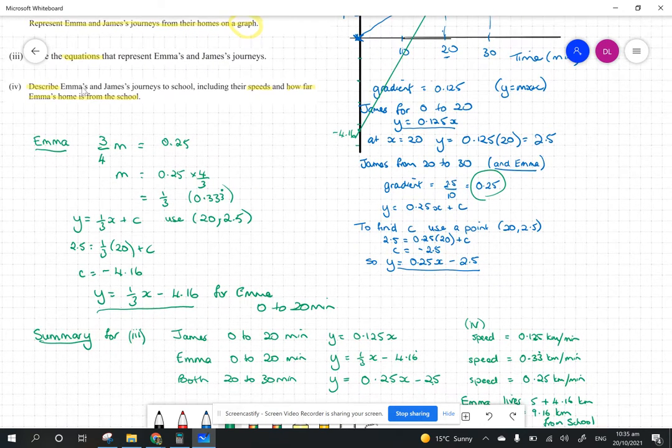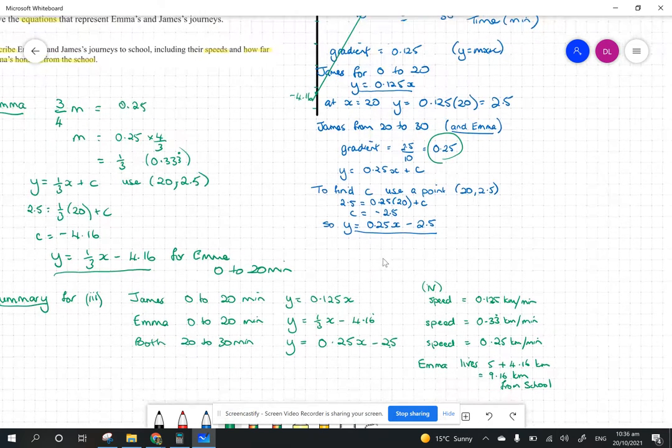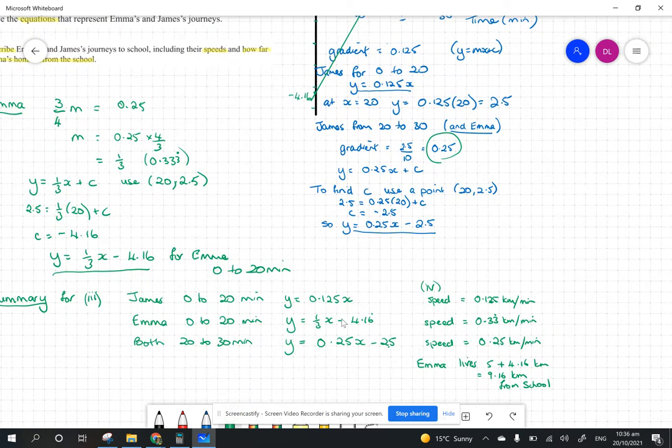It says here, describe Emma and James' journeys to school, including their speeds and how far Emma's home is from school. If we look at this here, what I've done is actually joined it on with this. The speed is the gradient. So the speed that James is traveling from 0 to 20 minutes is 0.125 kilometers per minute. The speed at which Emma is traveling for the first 20 minutes is 0.33 or 1/3 kilometers per minute. Sorry, not per hour, per minute.